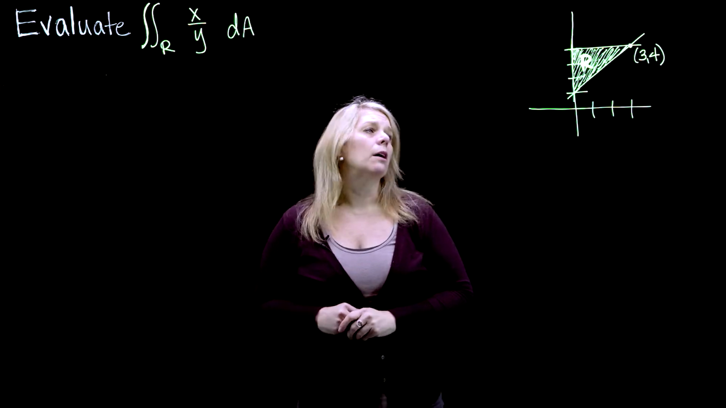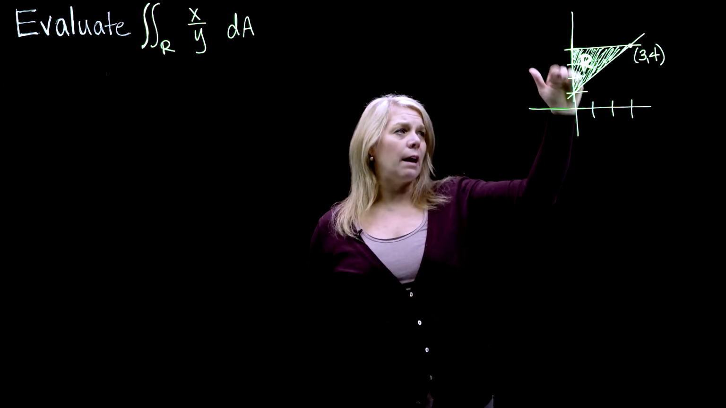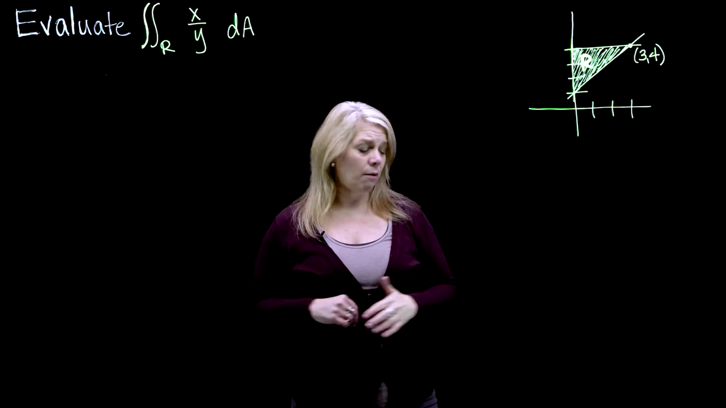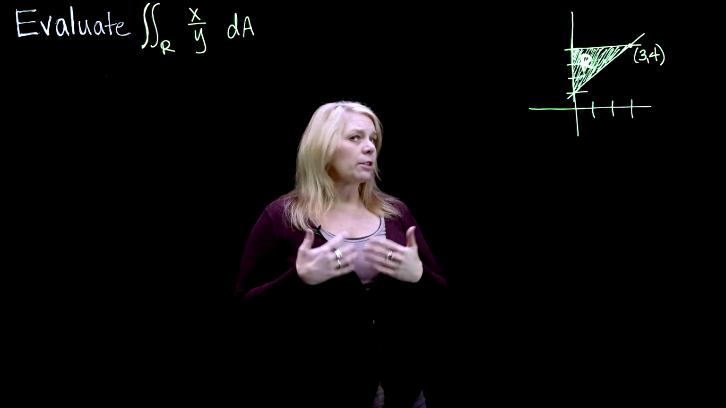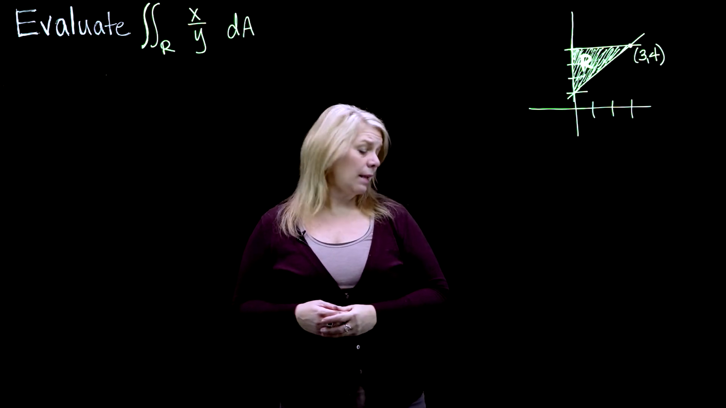And our region should be a closed and bounded region in R2. So we have a closed region, the boundary is included, and bounded, it does not go off to infinity. Okay, so we should be able to use Fubini's theorem to set up this integral and then evaluate the integral.